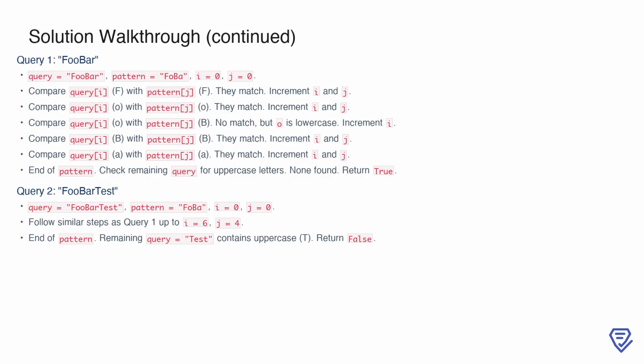Next, o in the query matches o in the pattern, so we increment both indices again. The next character, o in the query, does not match B in the pattern, but since o is lowercase, we simply skip it by incrementing the query index. Continuing, B matches B, and a matches a, incrementing both indices each time. At the end of the pattern, we verify that the remaining query contains no uppercase letters, confirming a match and returning true. For the second query, FooBarTest, the steps are similar up to the end of the pattern.